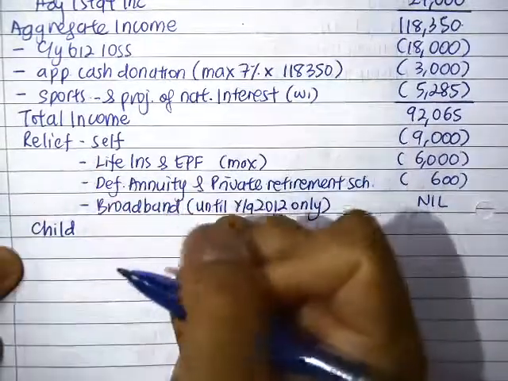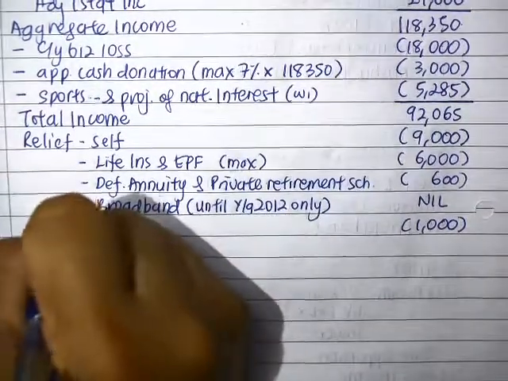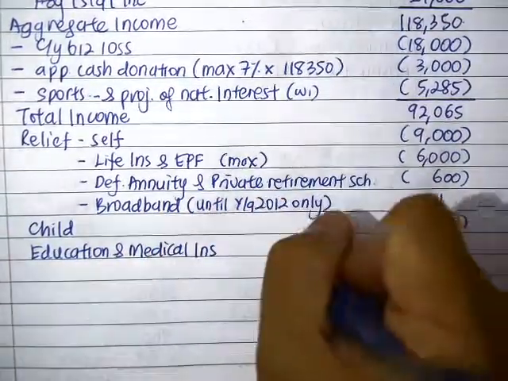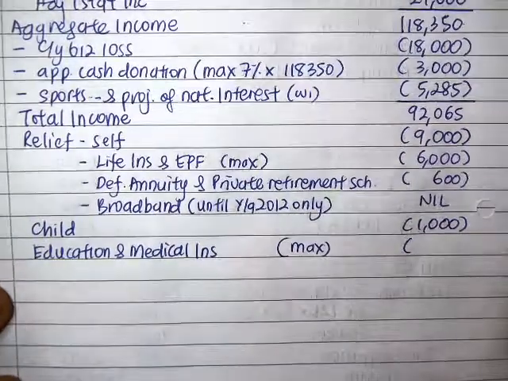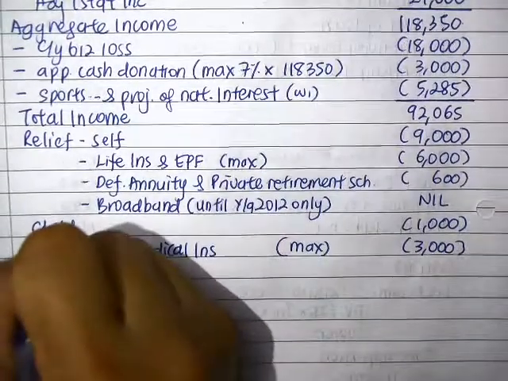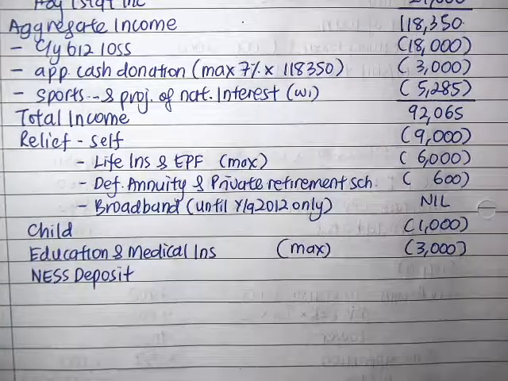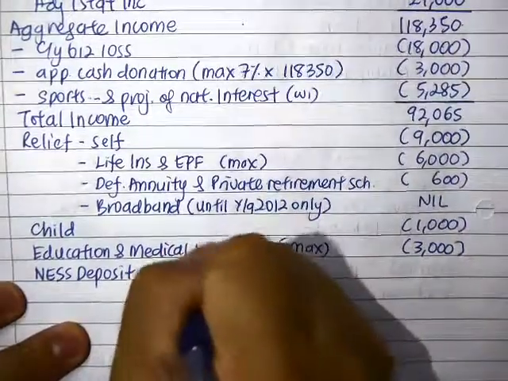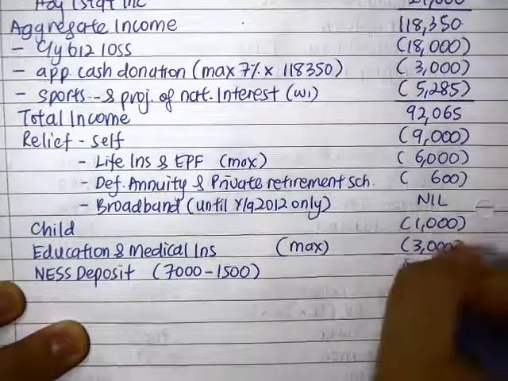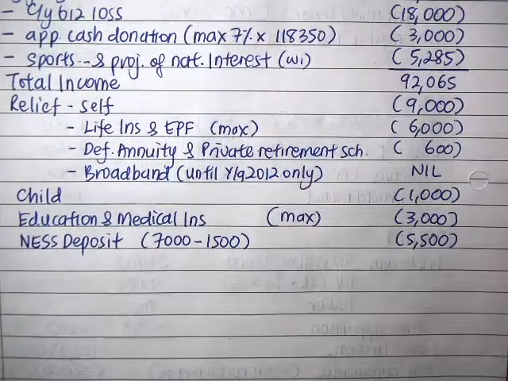Now the child relief, 11 year old, we get normal relief 1,000. The education and medical insurance for child, maximum you can claim up to 3,000. Okay, the National Education Savings Scheme deposit. Now you can claim the net saving. Maximum is 6,000. So in this case, up to 5,000. Fine. That's it.